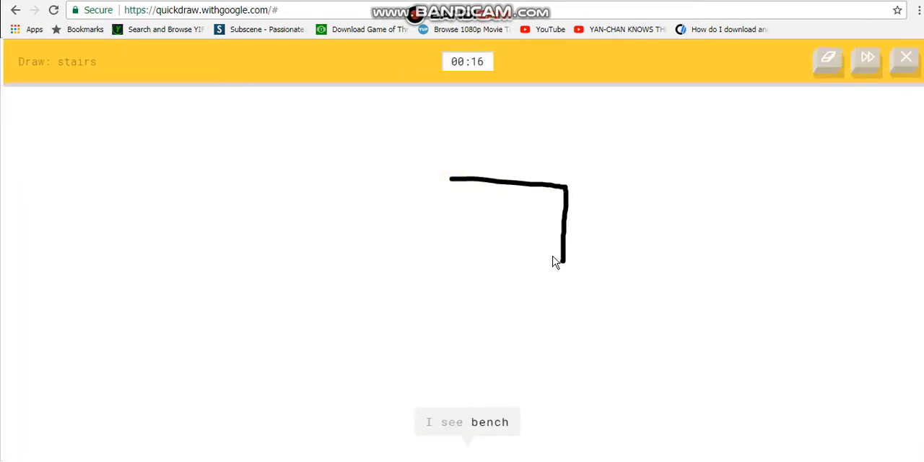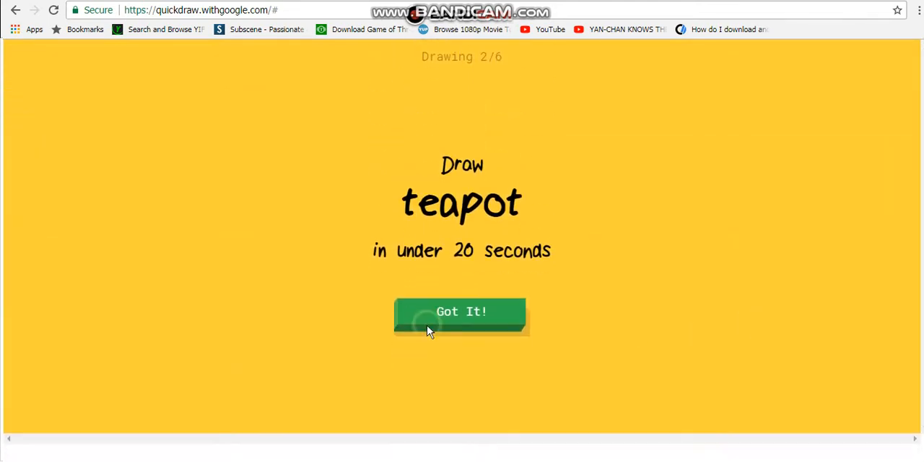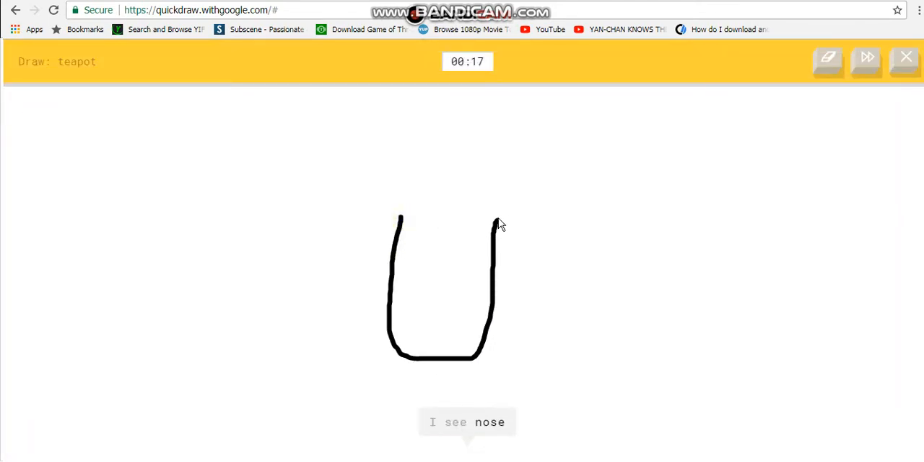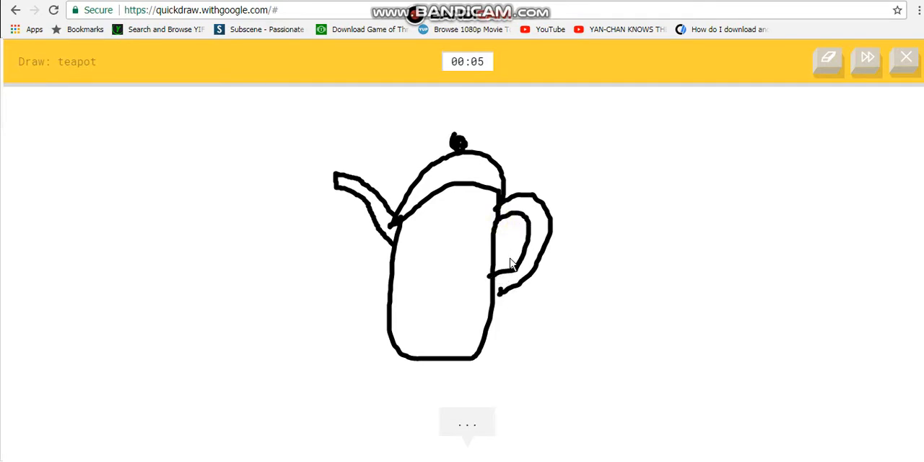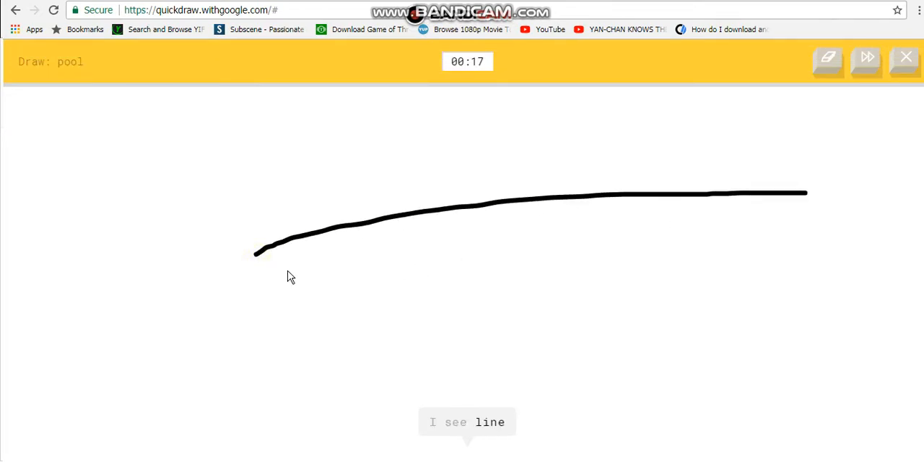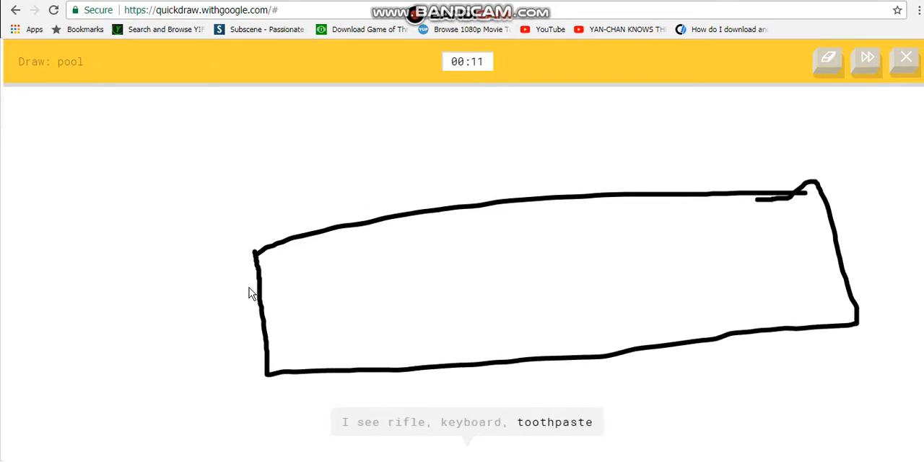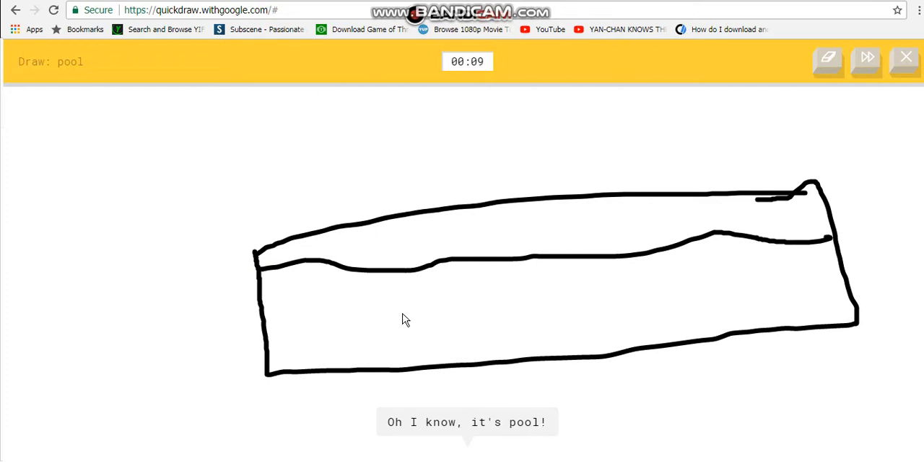I see a bench. Or music note. Or nail. Or knee. I see table. So I know it's stairs. Good. I see nose. Or sock. Or tooth. Or bucket. Or flip-flops. I see lighter. Or strawberry. Or foot. Or mouse. So I know it's teapot. Good. I see line. I see rifle, or keyboard, or toothpaste, or bread. So I know it's pool.